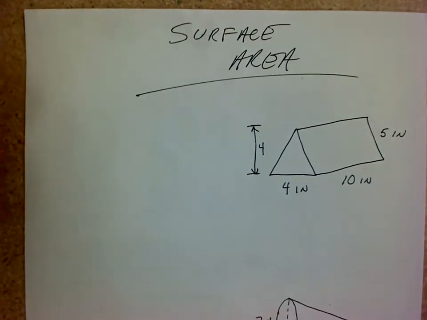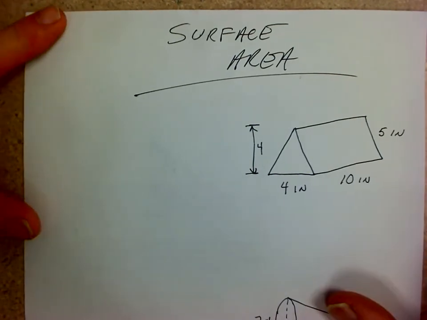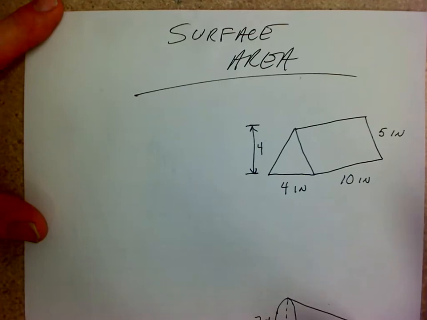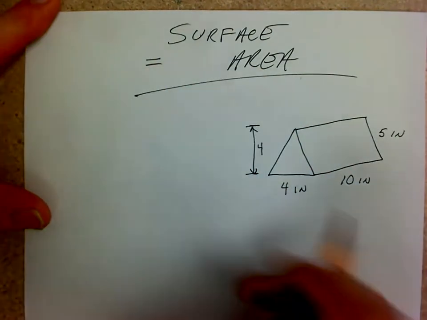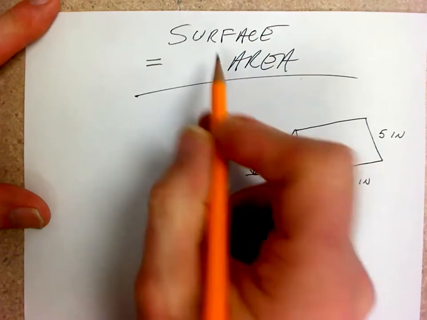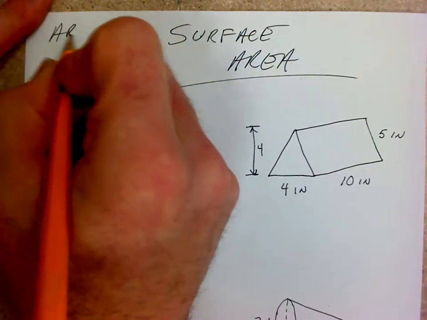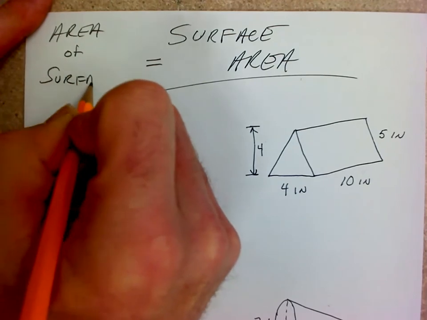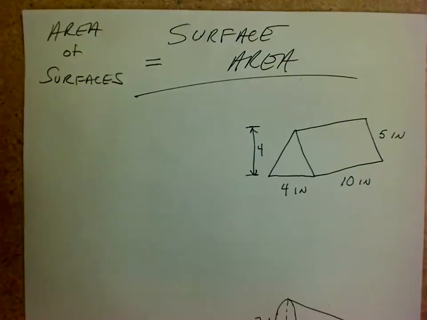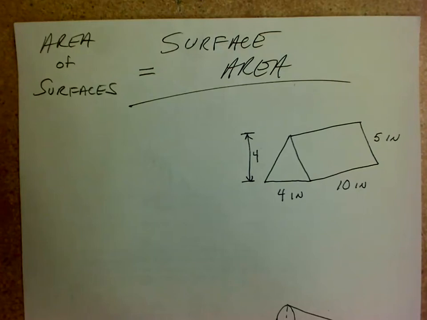So today in class we started looking at our prisms, and we have to shift gears a little bit now and start calculating what we call surface area. The definition we came up with in class is we just flip the two words around. Surface area is the area of the surfaces. So we're still doing area, but we're going to be doing more than one area at a time.